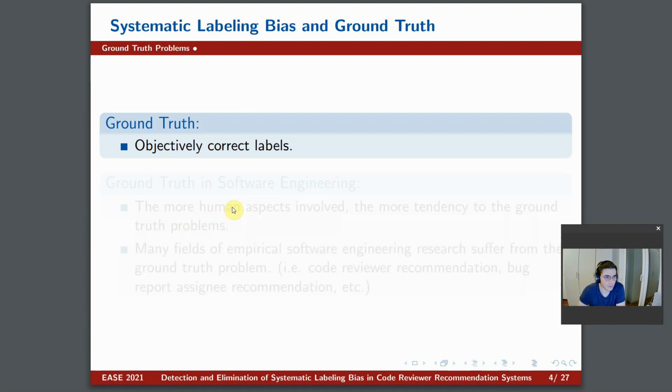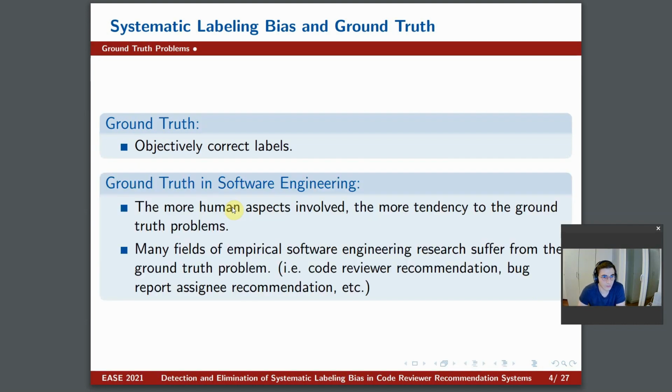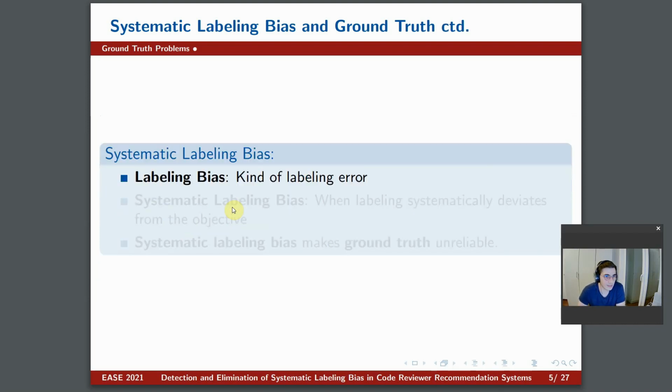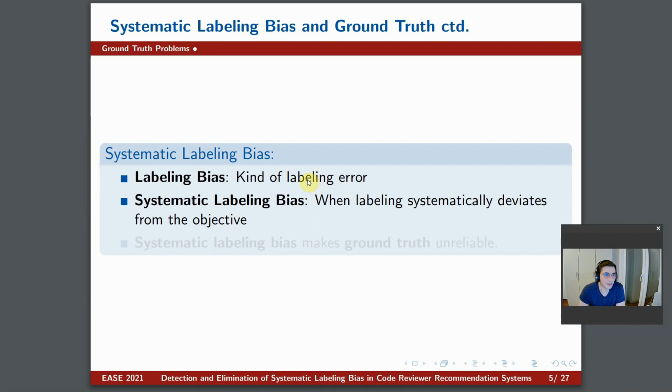Ground truth can be defined as objectively correct labels. It means that it doesn't depend on any subjective opinion. Ground truth in software engineering is, however, a bit different, as there is more room for human aspects, which leads to subjective opinions and which might cause ground truth problems. Labeling bias is a kind of labeling error, and systematic labeling bias is when labeling systematically deviates from the objective ground truth, and therefore systematic labeling bias makes ground truth unreliable.